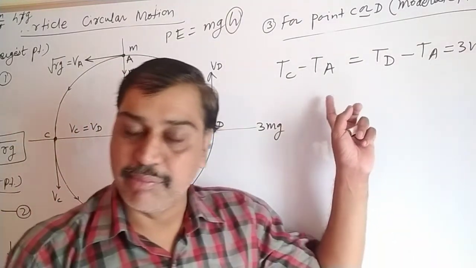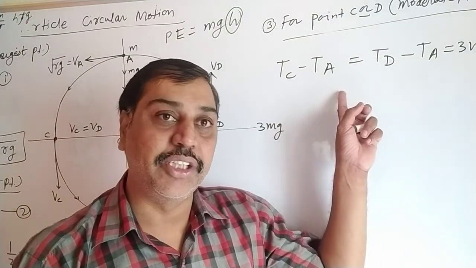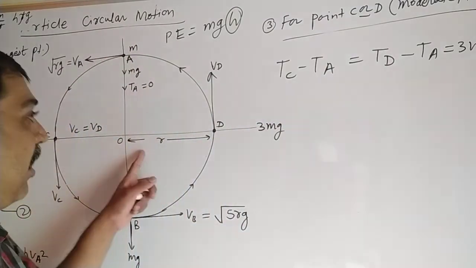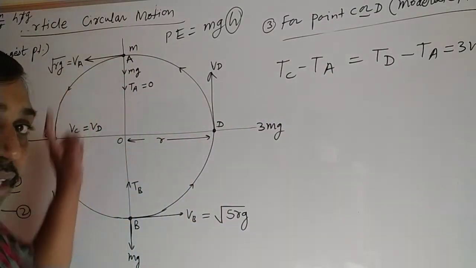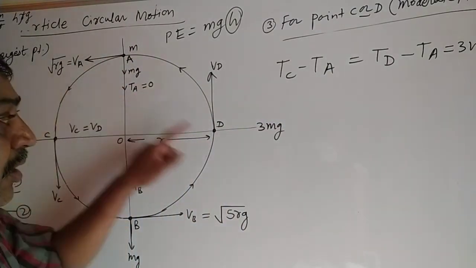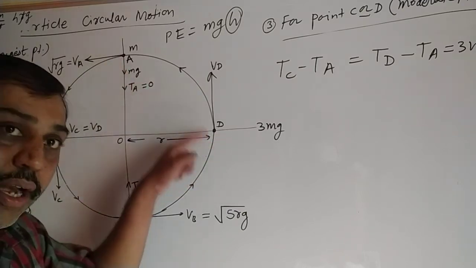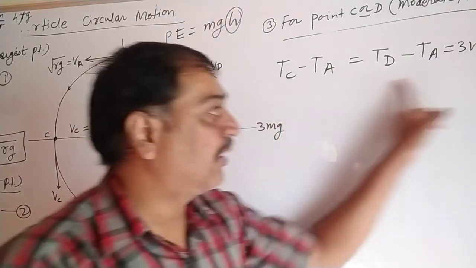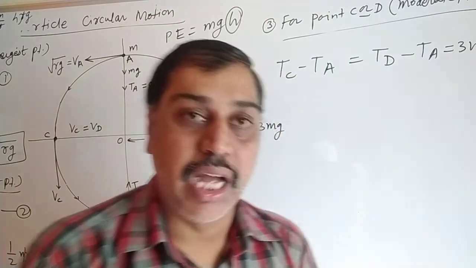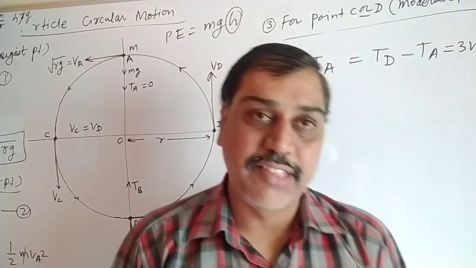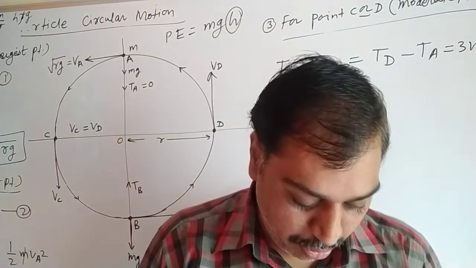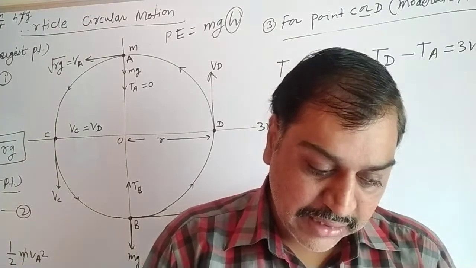So that is nothing but the difference in the tension at the moderate point and highest point, Tc minus Ta or Td minus Ta, moderate to highest, and that is thrice mg. I hope you got this. In this fashion we have found the tension at points C and D. It comes to be thrice mg.